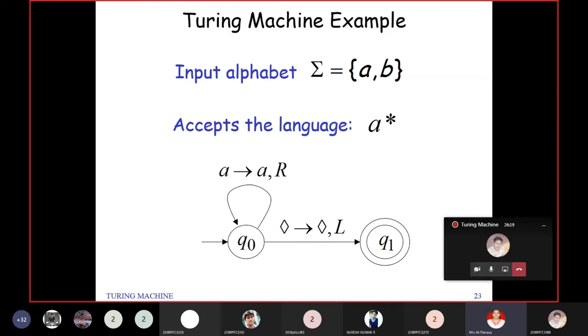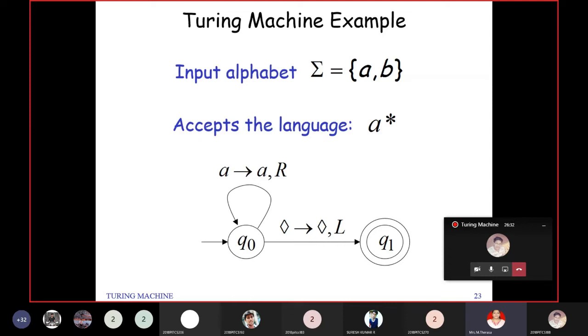Okay, look at this transition diagram, the Turing machine. From the state Q naught, when you read A, keep that A as it is, but move right and go through all the A's.